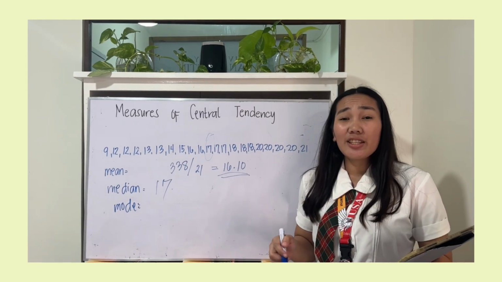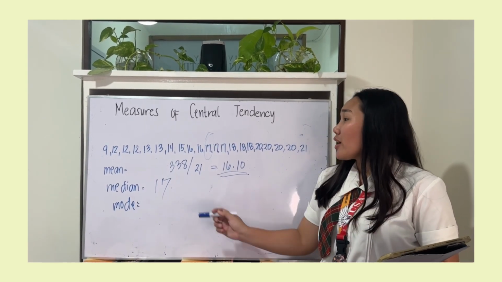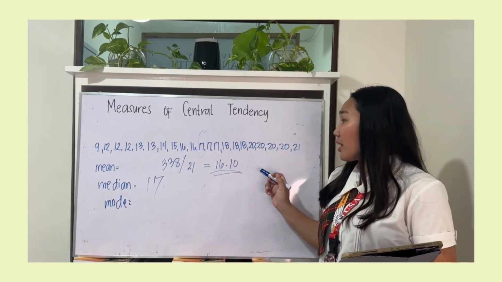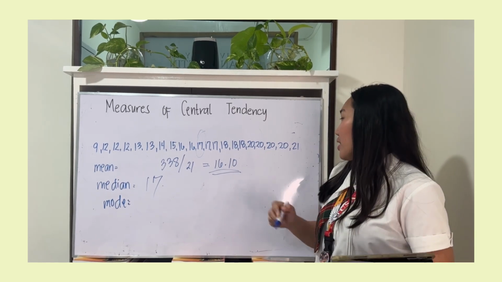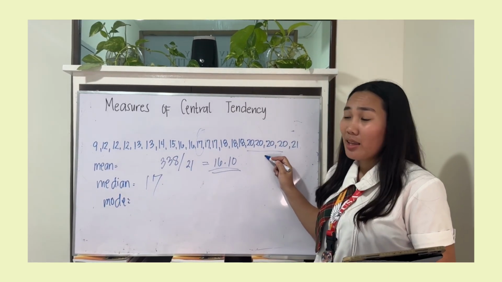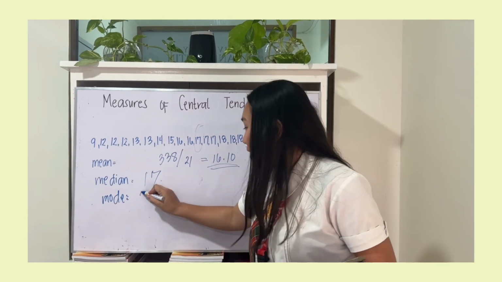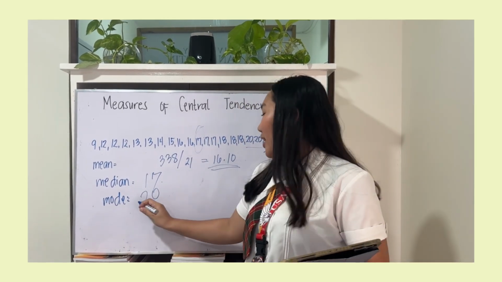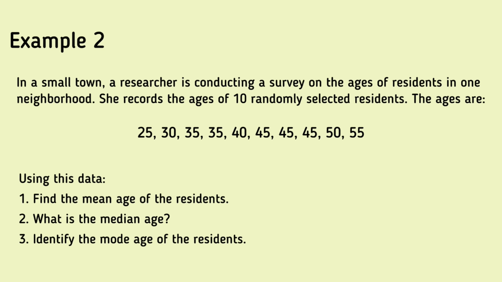So the mode is the most repeated number. So as you can see sa sample dataset, the most repeated number is 20 dahil may apat siya. So the mode is 20. And that's all. And here's another example of mean, median, and mode.